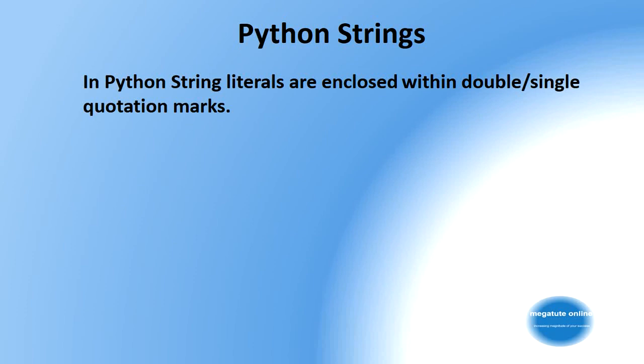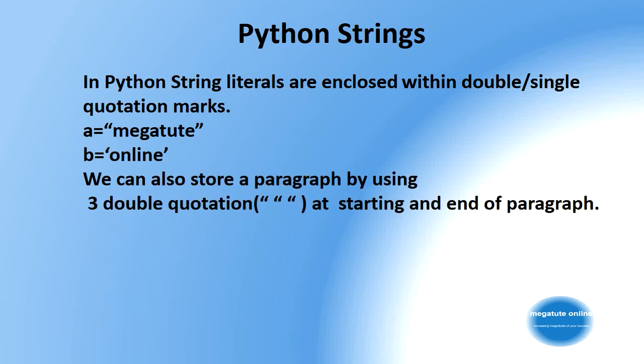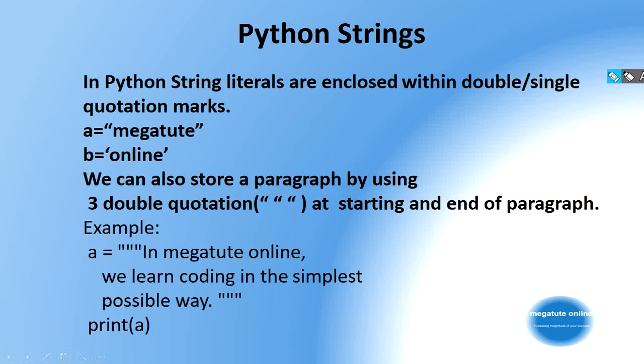Strings in Python. So in Python, we know that we can store a string by using a single or a double quotation marks. For example, A equals to double quotes magnitude and B equals to single quote online. Both will make the variable A and B as string type. All right. But we can also store a paragraph, means more than one sentence together, by using a 3 double quotes. So if I use this 3 double quote combination at the beginning or at the end of the paragraph, it can be stored into a variable, right?